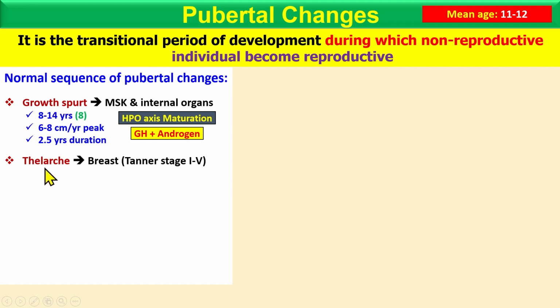The next change is thelarche, where the breast development occurs. It follows the Tanner stages 1 to 5. Okay, so the age is 8 to 13 years, the mean is 11. And it's under the action of estrogen. So for the development of the breast, estrogen is required. Okay, so if there is no estrogen, there is no breast development.